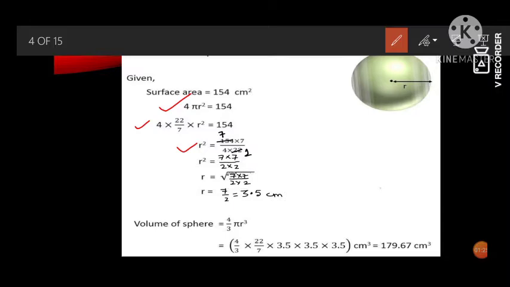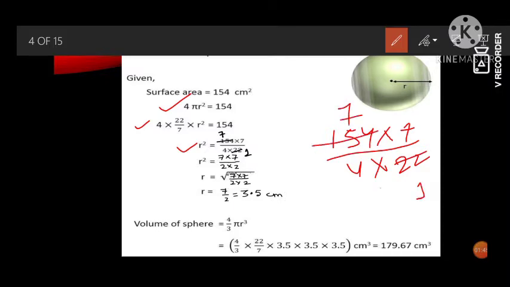So on transposing all the left hand side to the right hand side, we will get 154 into 7 by 4 into 22. Now there is one cancellation. 22 ones are 22 and 22 sevens are 154. So this is our cancellation shown in this step. So we will get 7 into 7 by 4, which can be written as 2 into 2. So 7 into 7 by 2 into 2.